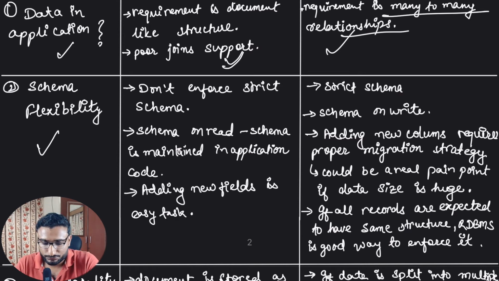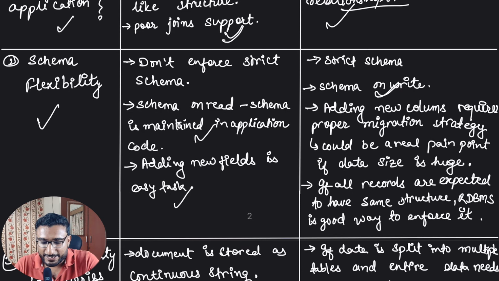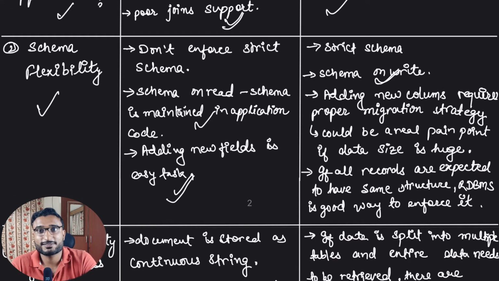Now we already discussed schema on read. Schema on read is that whenever we read the data, we will convert that into an object. Here we have already specified the schema in the database when we created the table. So schema is already defined when you write the data. In case of NoSQL, that's not true. Adding new fields is an easy task. In case of NoSQL, since we are not maintaining any schema, it's very easy to add new columns. But if you talk about SQL databases, it's a very painful task if your data size is very huge.